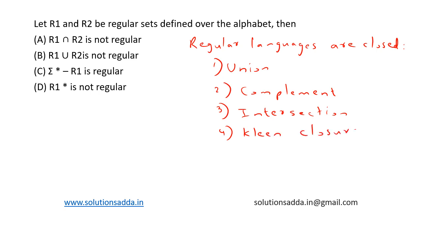So based on this property, let's find out the answer. R1 intersection R2 is not regular. No, this is wrong because regular languages are closed under intersection. R1 union R2 is not regular. This is also wrong because regular languages are closed under union. R1 star is not regular. This is also wrong because regular languages are closed under Kleene closure. Now, sigma star minus R1 is essentially R1 complement. So regular languages are closed under complement. So sigma star minus R1 is regular is the right answer here. So option C is the correct answer.